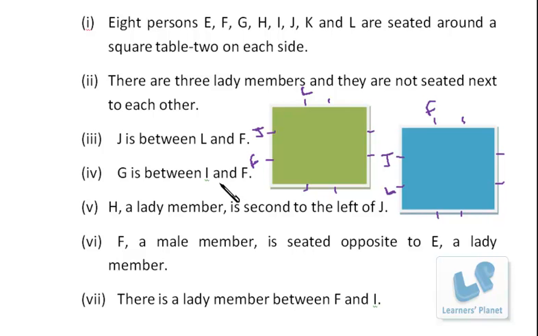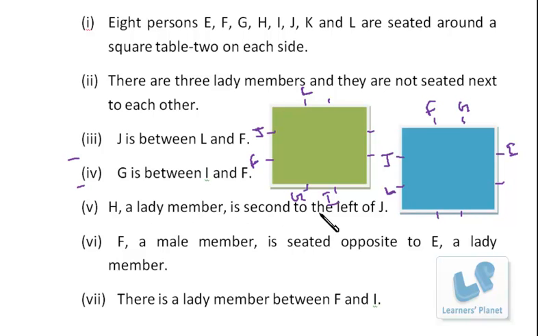Now G is between I and F. So F is here, so G will be here, I will be here. Now in this case, G is between I and F. That means G will be here and I will be here, right? So this is clear, this is clear.